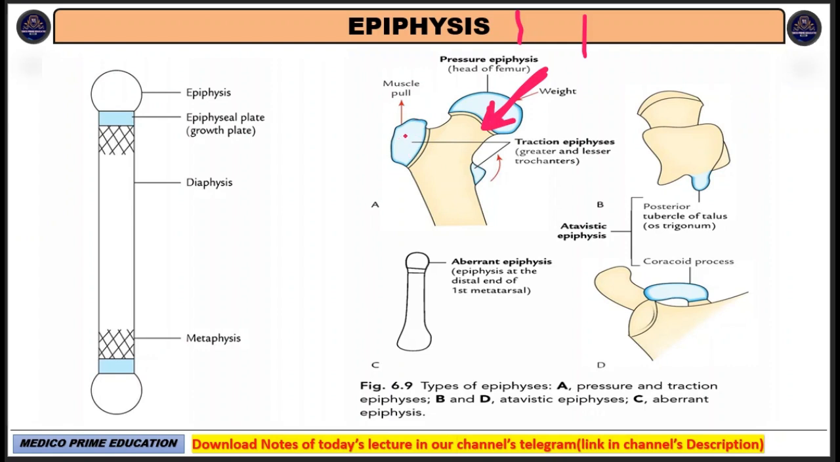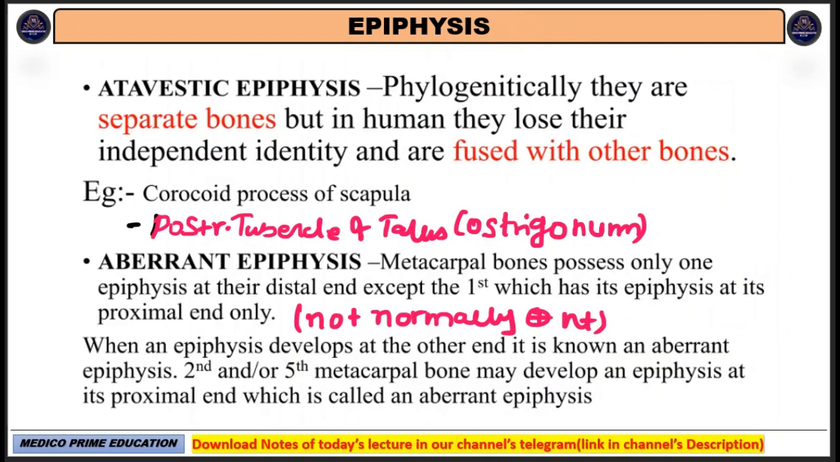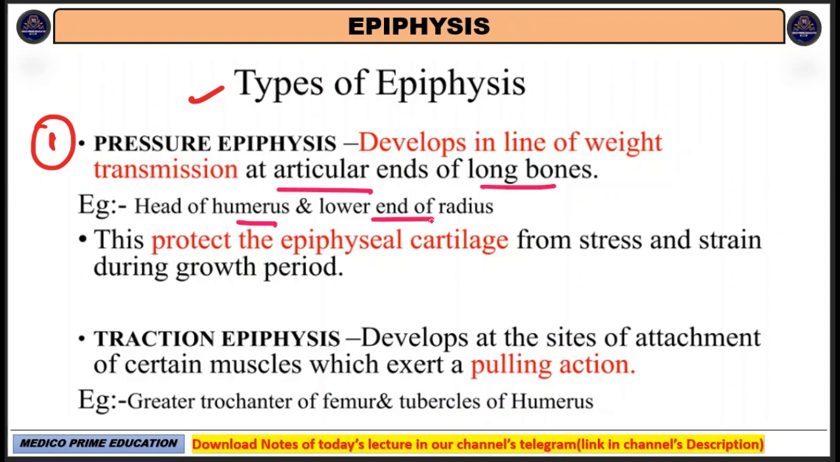Traction epiphysis works with a pulling and pushing mechanism. For the pressure epiphysis, we have to discuss from where the weight comes, and in that direction we define the pressure epiphysis. If we see the example, the head of the humerus and the lower end of the radius. The lower end of the radius also shows the pressure from the upper part of the humerus. This protects the epiphyseal cartilage from the stress and strain during the growth period.